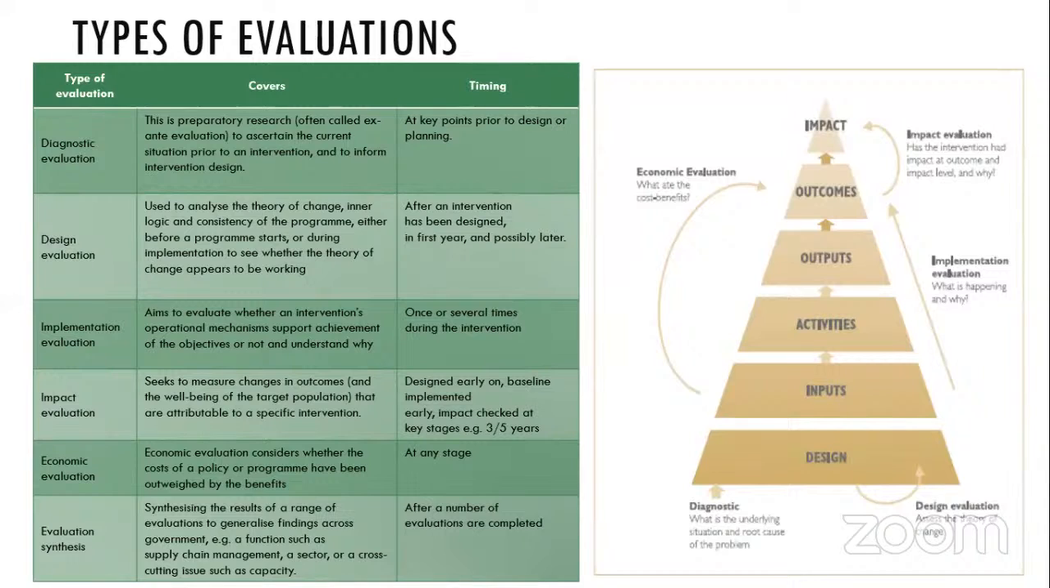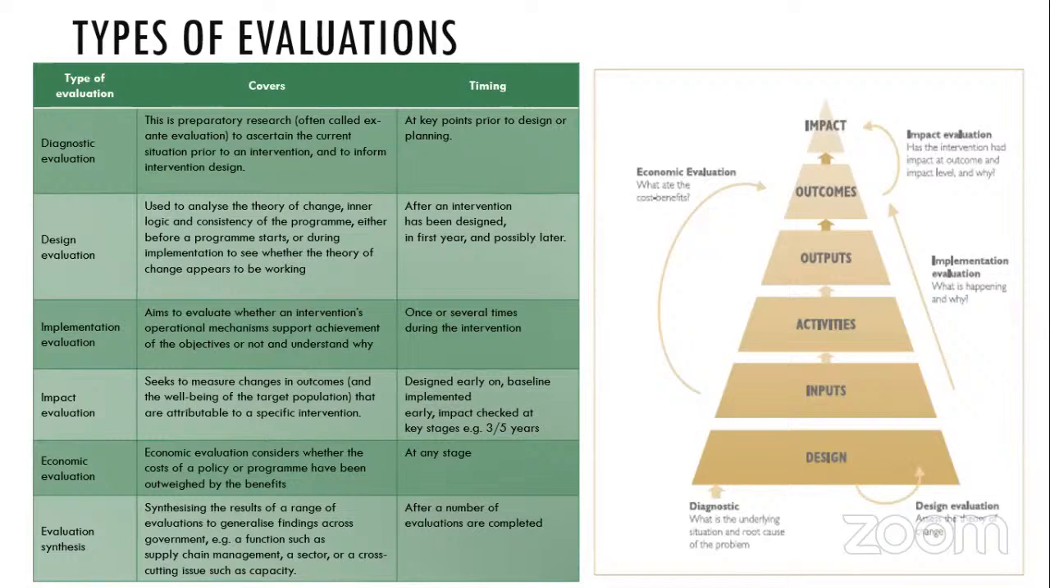There's implementation evaluation. This can happen once or several times during the intervention, and it aims to evaluate whether an intervention's operational mechanisms support the achievement of the objectives or not, and to understand why. There's impact evaluation. It's designed early on and it's implemented at the baseline early, as well as at key stages, for example, 3 or 5 years into the program. And here we're seeking to measure changes in outcomes and the well-being of the target population that are attributable to a specific intervention. Economic evaluation can be done at any point in the program, and this is to consider whether the costs of a policy or program have been outweighed by the benefits. And then lastly, there's evaluation synthesis.